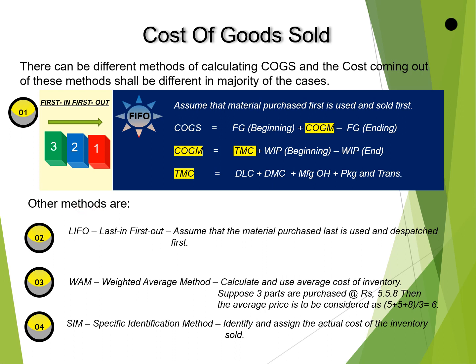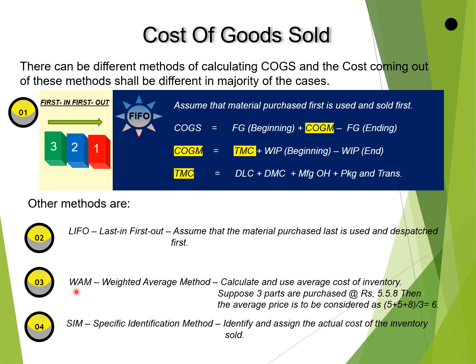The other methods are LIFO. First was FIFO, this is LIFO, last in, first out. In this, the material purchased last is used and dispatched first. So for example, there are 3 lots coming, 1st, 2nd and 3rd. So we'll assume that the material coming in lot 3 will be used and dispatched first. So this is LIFO.